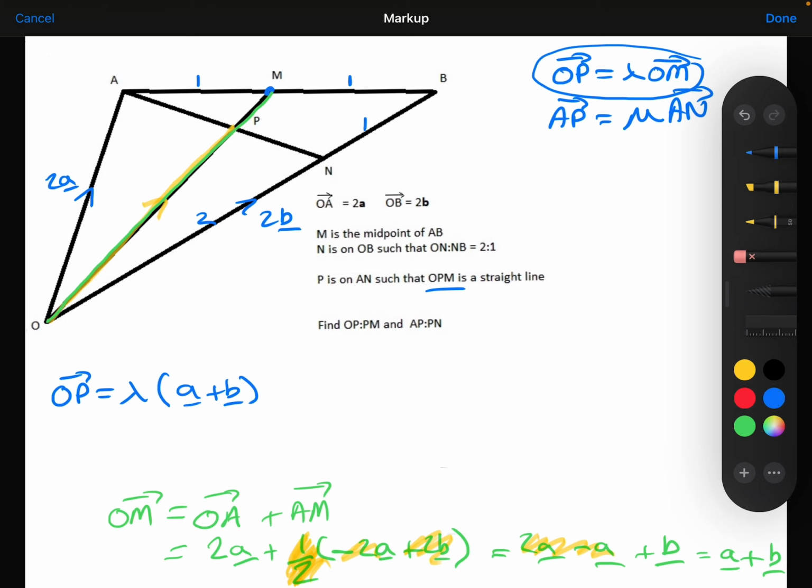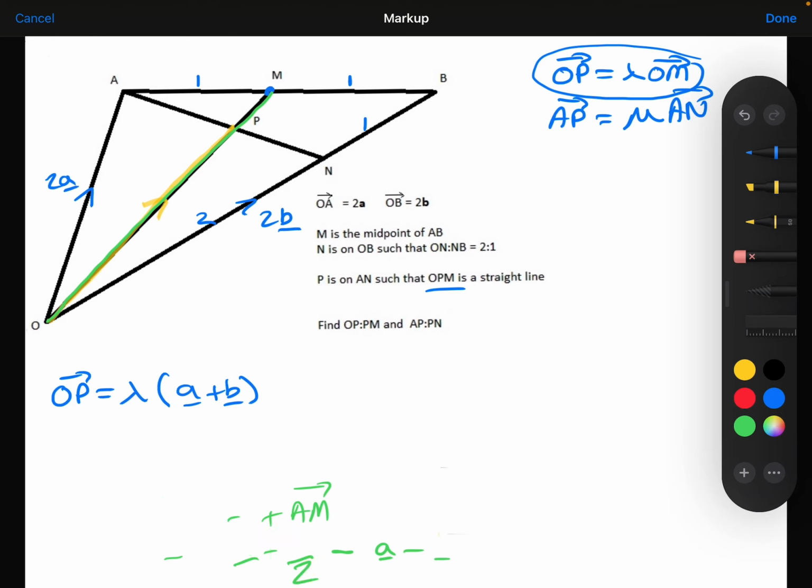Right, I've considered O to P in one way. I'm now going to consider O to P in a different way. This way, instead of going from O to P, I'm going to go from O to A, and then I'm going to add A to P.